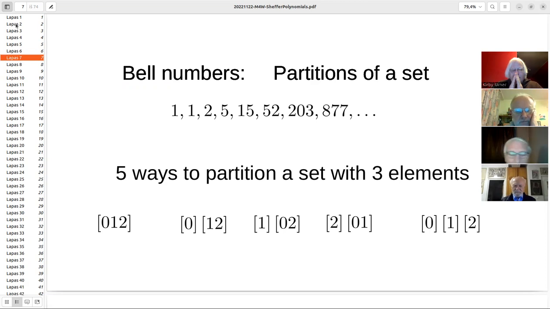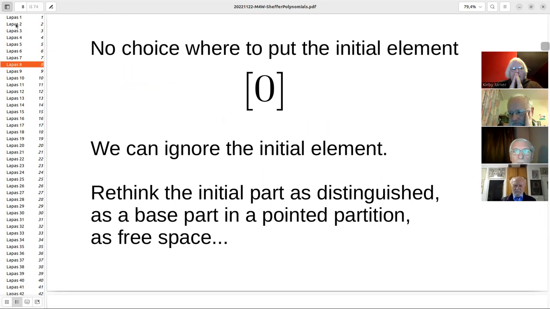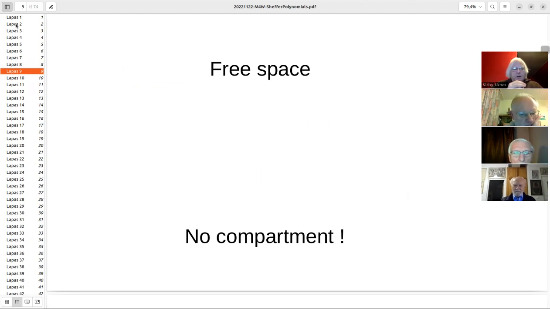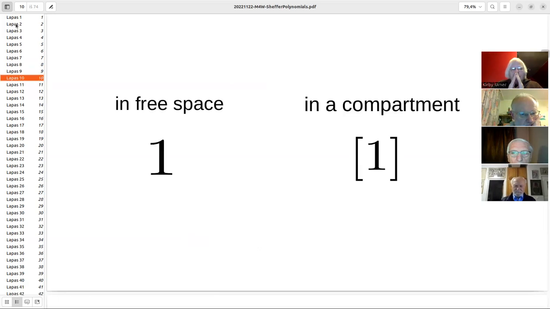So then the idea is that there are numbers that count this. So we proceed. And there was no choice as to where to put the initial element. So if you're building them, you go through, starting with the first one. This will become important. This very first compartment will be thought of as free space. But then when you have the second element, which I call 1 here because our counting starts with 0, now you can choose. Do you want it in the free space, as I call it, or do you want to have a special compartment for it?